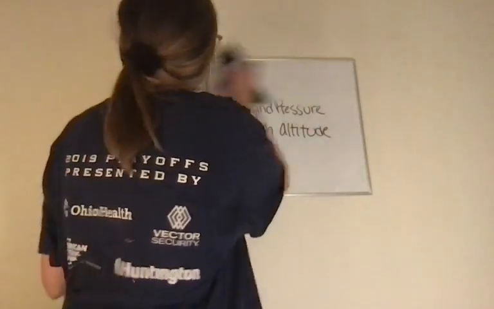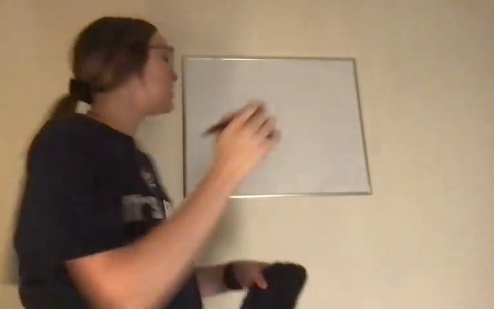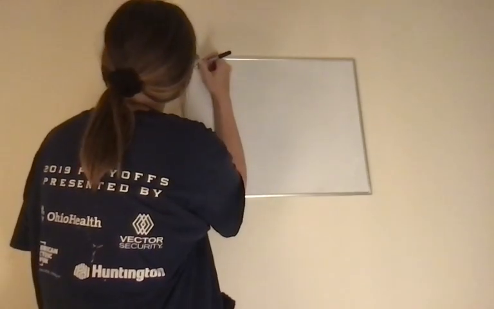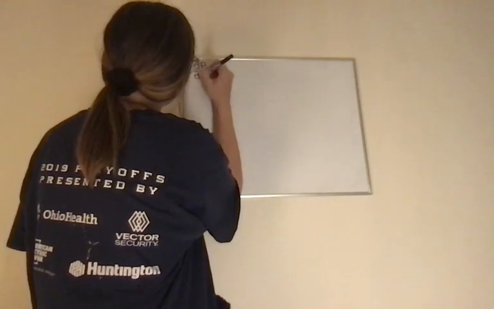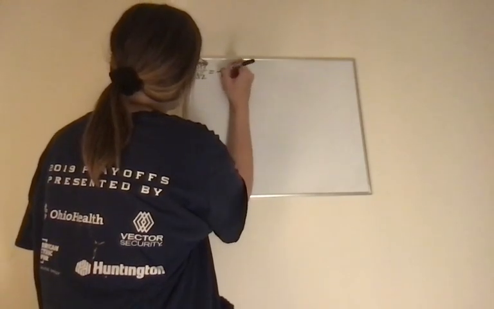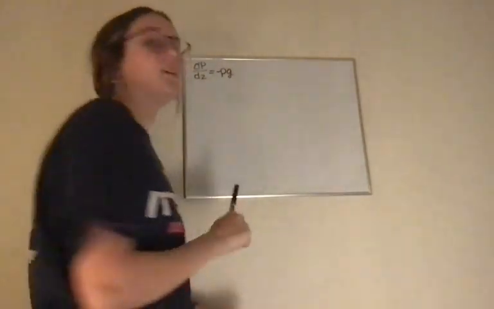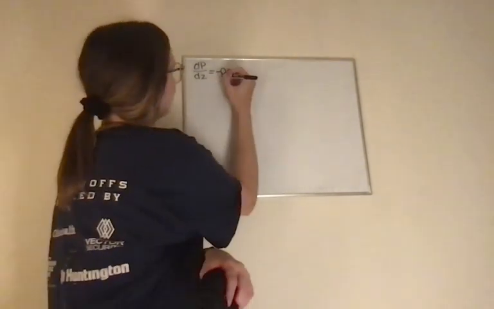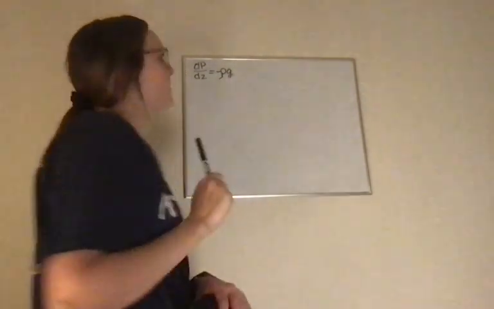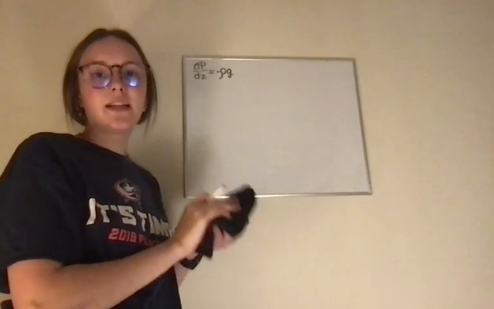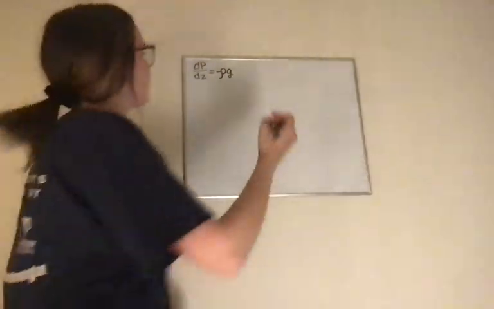So I'm going to erase this. Our first equation is dP over dz is equal to negative rho g. The negative rho kind of looks like a P, but it's not a P. That is going to be our density of the gas that we're looking at.